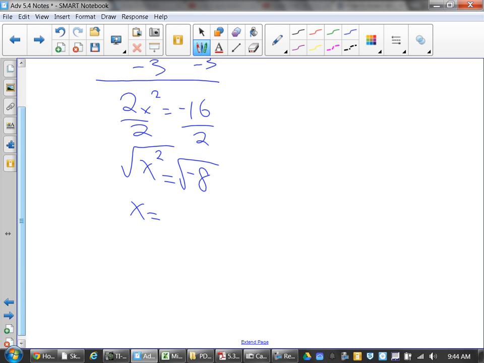Now, what was the regular square root of 8? What would be the negative square root of 8? 2i. Very good. 2i root 2.